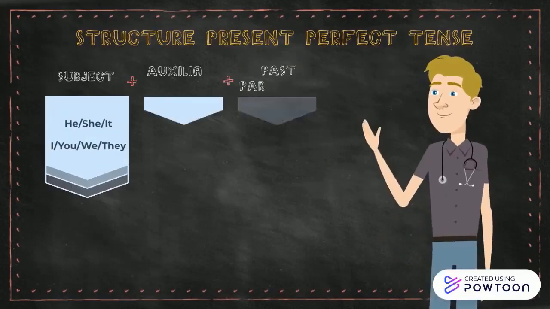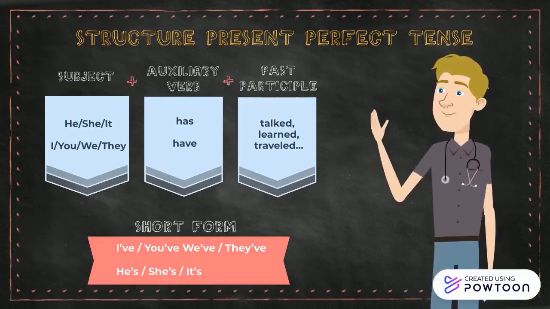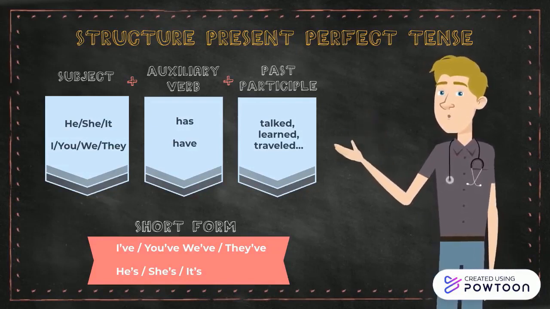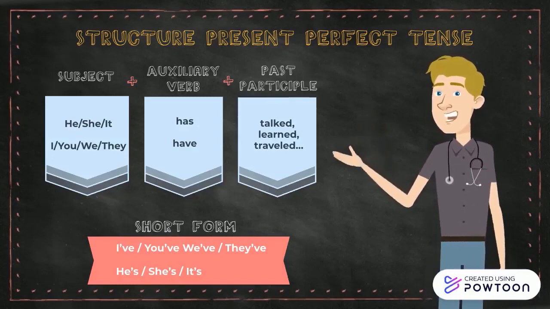Structure present perfect tense. Subject plus auxiliary verb plus past participle. The subject he, she, it with the auxiliary verb has. The subject you, we, they with the auxiliary verb have. Past participle: talked, learned, traveled.